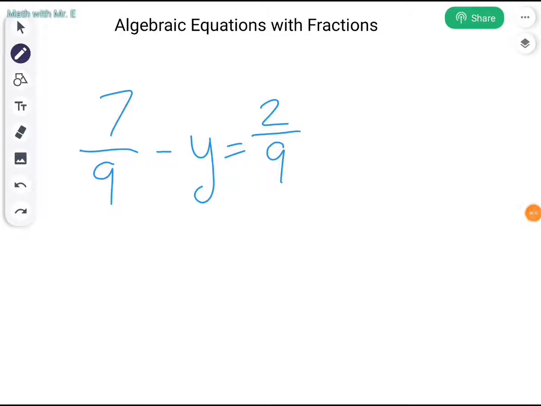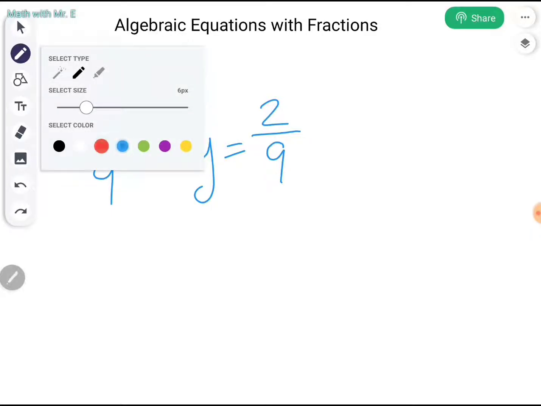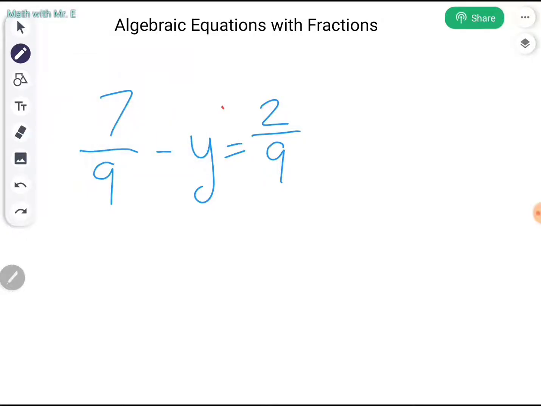Okay, let's take a look at solving algebraic equations with fractions. So, our first step always when working with an algebraic equation is to look at isolating our variable. So in this case, our variable is y. So if we want to isolate that, we're going to have to do a few things.